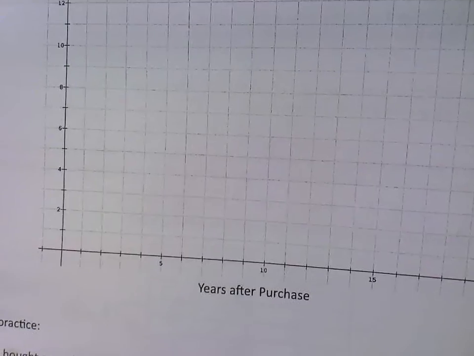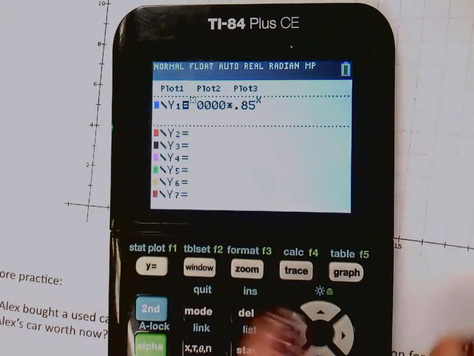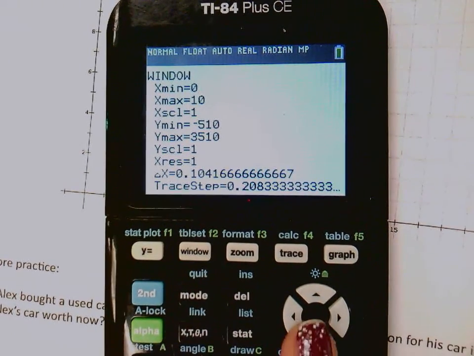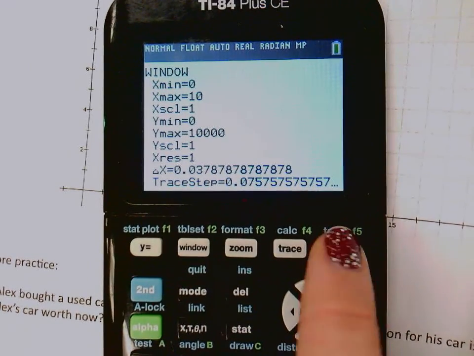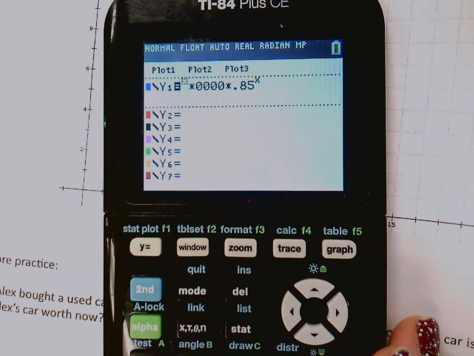So let's see, what does it have you do on the back page? Oh, they want you to graph the value of the truck over time. So let's take a look on a graphing calculator. If we go from 0 to like 10 years and 0 to $10,000, I'll show you what the graph looks like. Oh, syntax error. Oops. How did I mess up my equation here?